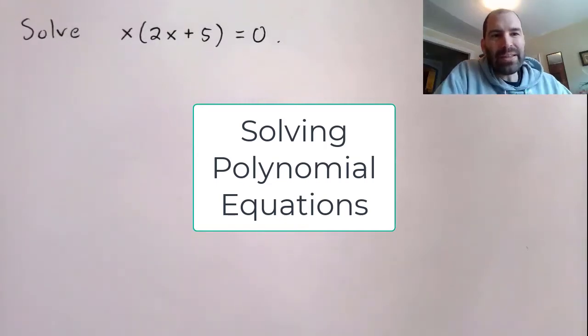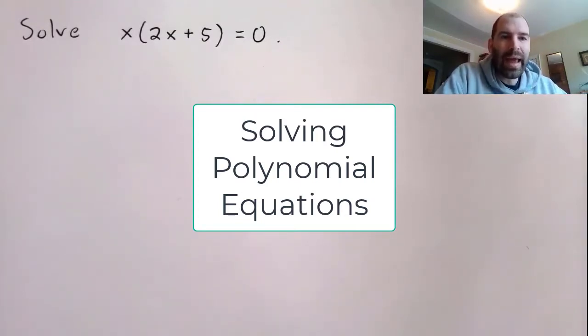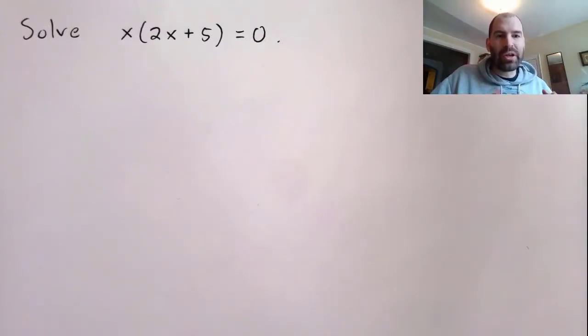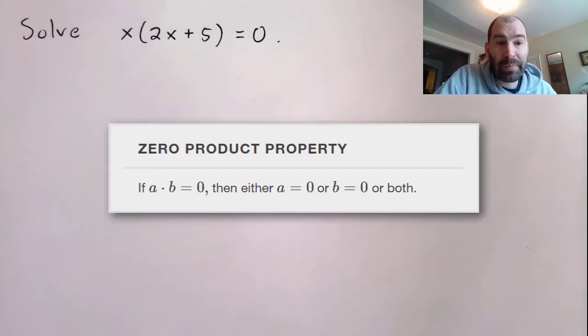Hi everyone. In this video we're going to talk about solving polynomial equations, equations that involve polynomials. And the way we're going to do this is we're going to use a very special property called the zero product property. The zero product property says that if the product of two numbers is equal to 0, then one of those two numbers must equal 0.